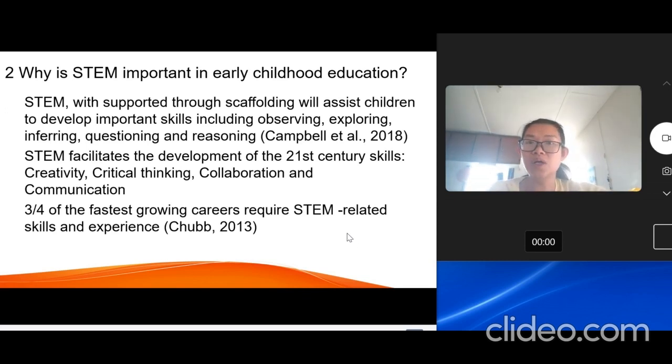And also, Job in 2013 says that in the next 5 to 10 years, 70% of the fastest growing careers require STEM-related skills and experience. So that's why STEM is really crucial for children, and it should be an integral part of early childhood education.